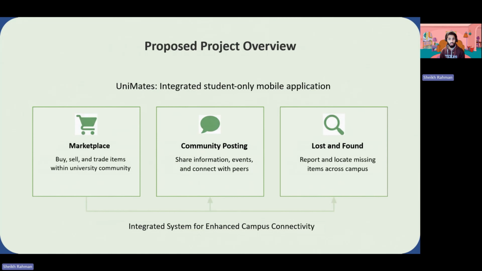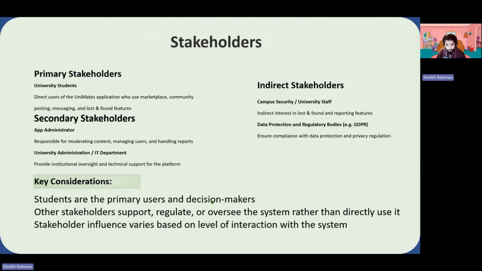Proposed project overview. Unimaze provides three core features. The first feature is the marketplace. This allows students to buy, sell, and trade items within the university community. The second feature is community posting, which allows students to share information, tips, events, and academic discussion. The third feature is lost and found, which allows students to report lost items and browse listings of found items across the campus. Together, these features create an integrated system designed to enhance campus connectivity and student collaboration. Now moving into the next slide.